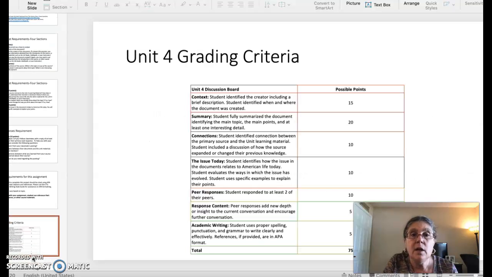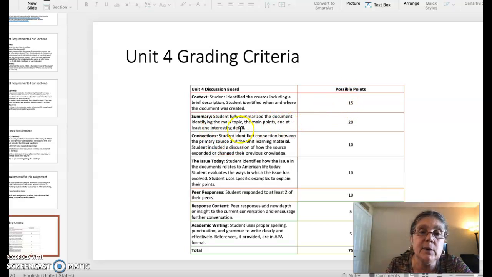Okay, so the next thing I want to talk about is my grading criteria. Okay, this is the grading criteria sheet I will be using when I sit down to grade your Unit 4 discussion board. Okay, very, very important. Use this as like a blueprint when constructing your discussion board. So, okay, the context section: student identified the creator, including a brief description. Student identified when and where the document was created. My comments, how many points out of 15?